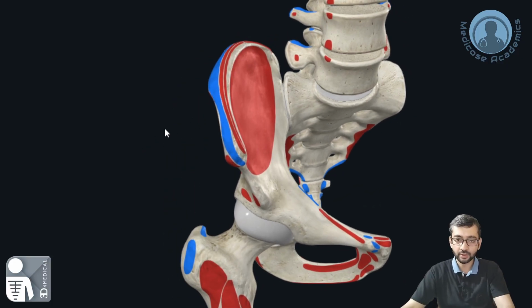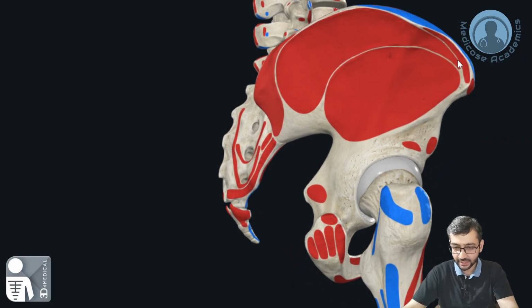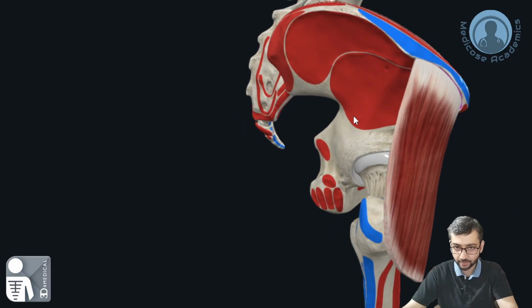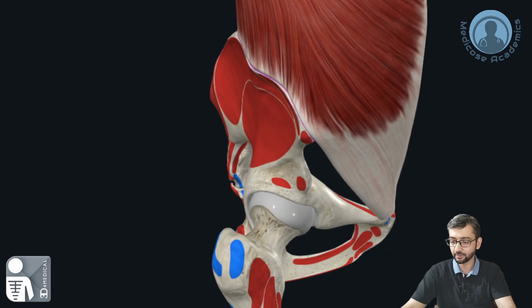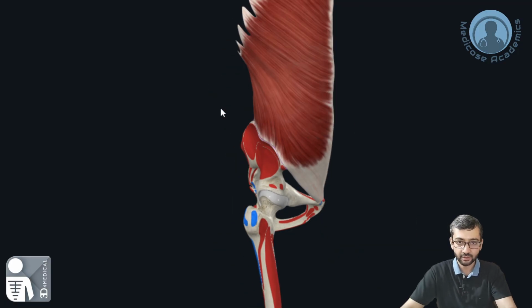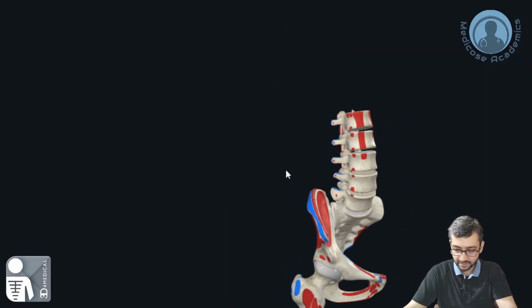Then we talked about having the outer lip, inner lip, and intermediate part. The outer lip gave one attachment to the tensor fasciae latae. The outer lip gives the second attachment to this muscle, that is the external oblique muscle. I will zoom out a little for this view. So this is one of the three muscles of the abdominal wall, the external oblique muscle.